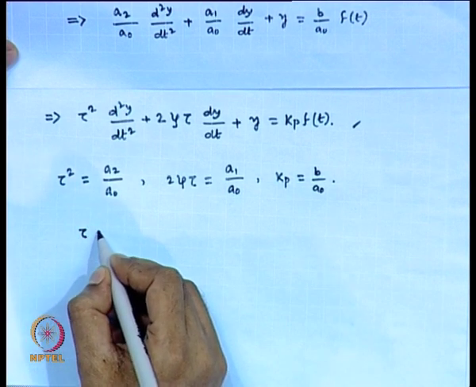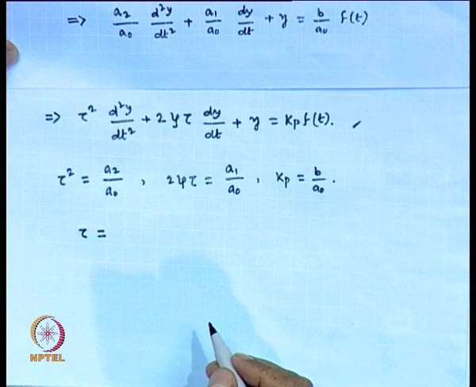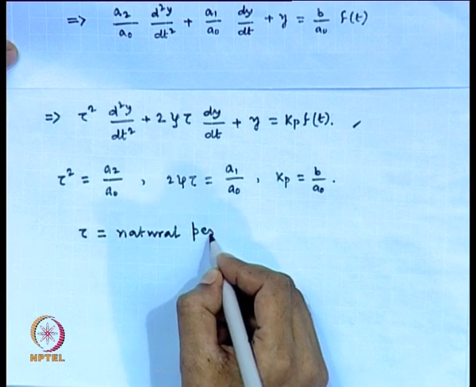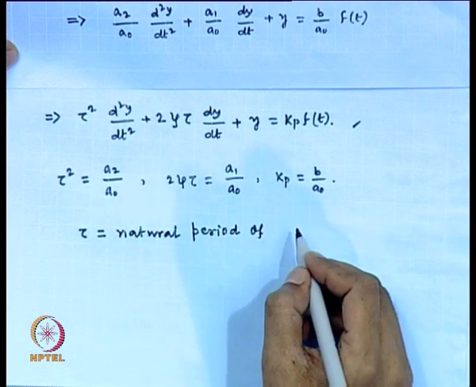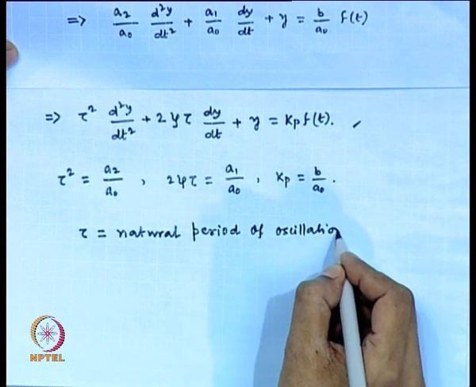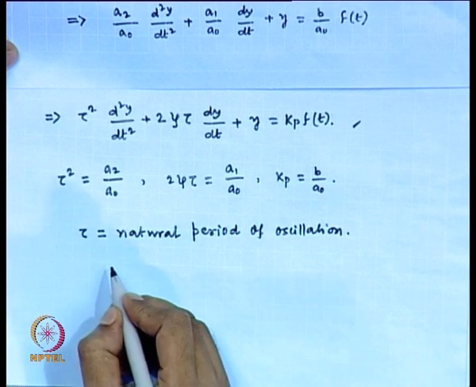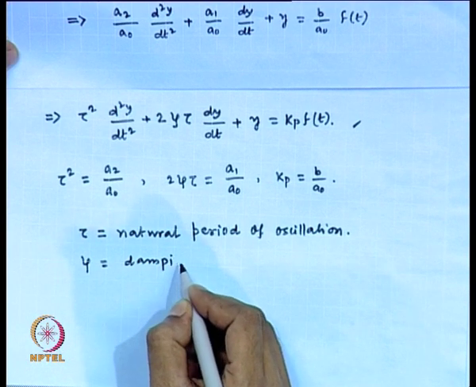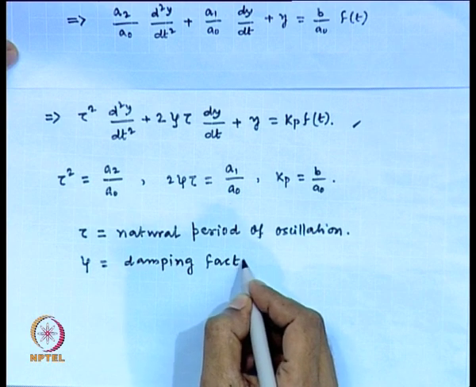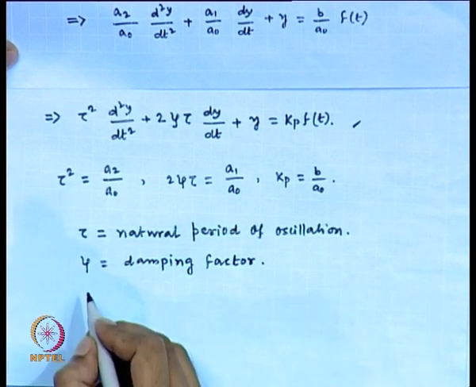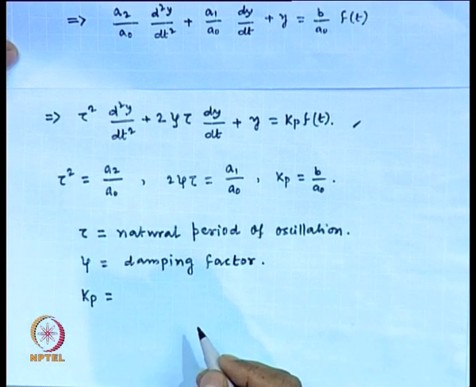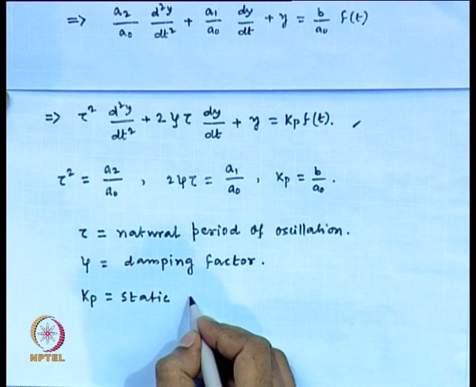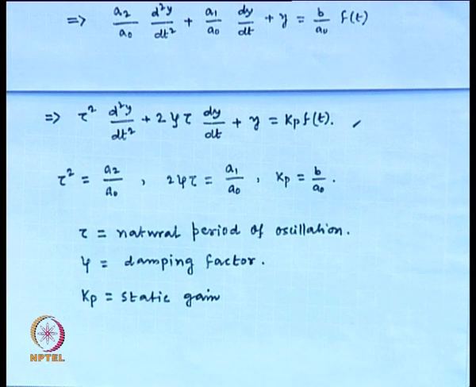This tau is called the natural period of oscillation of the system, and zeta is called the damping factor. Fine. And Kp is the steady state gain or static gain.